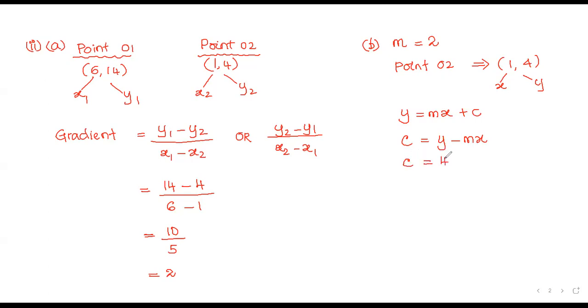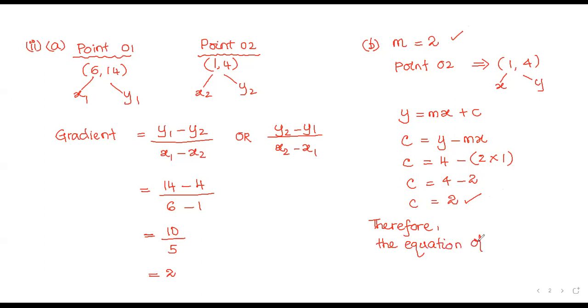y is here 4 and minus m is 2 and the x value is 1. So then c is equal to 4 minus 2. So then c is equal to 2. Now you know the gradient and you know the y-intercept. Therefore, the equation of the line is y equals 2x plus 2, right?